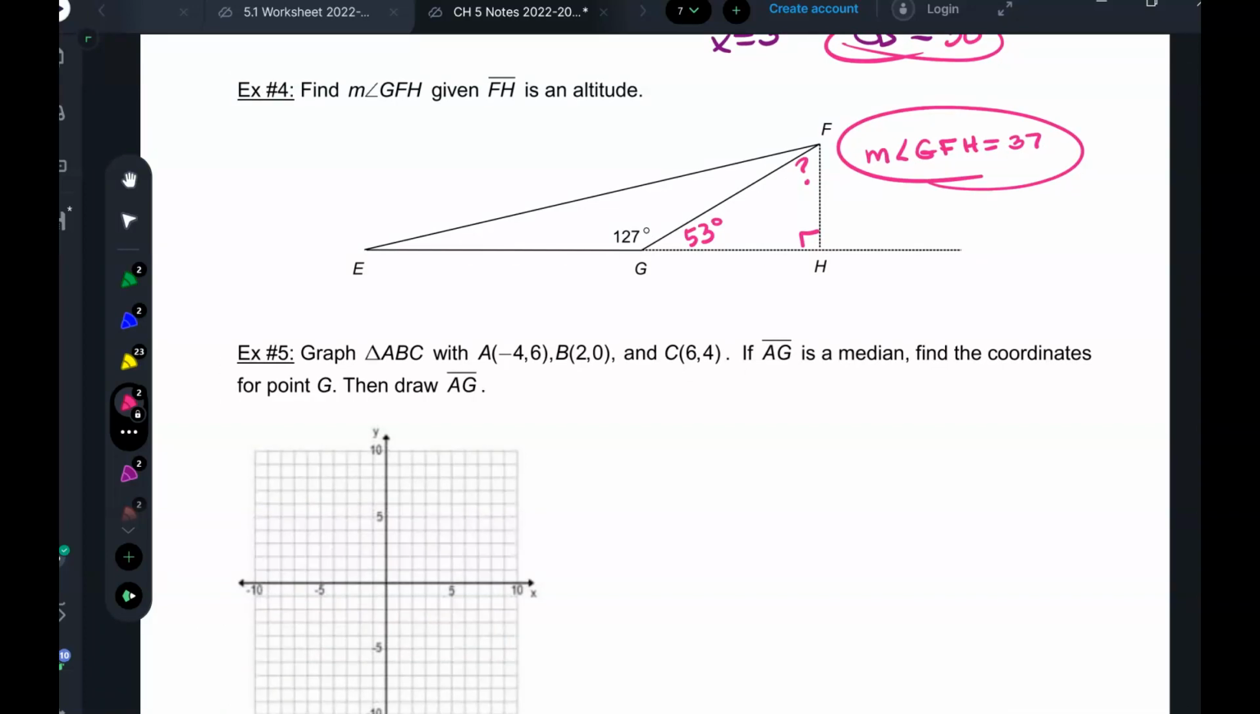The side of a triangle cannot be negative, and the side of an angle cannot be negative. The other side can't be negative either. Now, next year in Algebra 2, we do have negative angles, but in geometry, there's no negative angles.